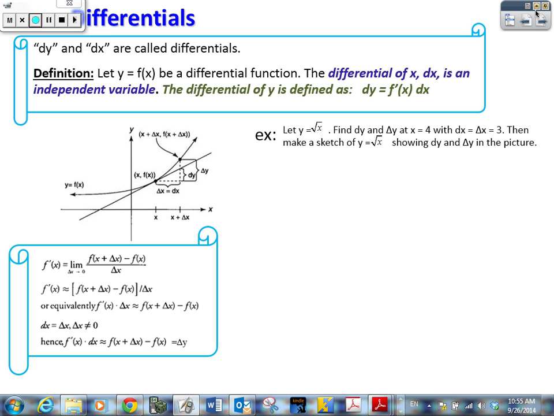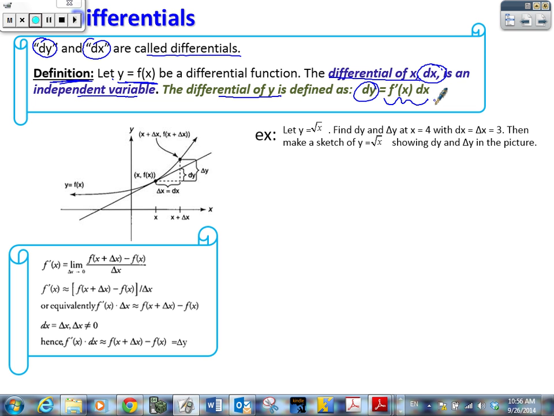Differentials, we have the definition up here. Basically, dy and dx are called differentials. That's what they're called. That's their name. The definition: if we have a differentiable function, which means you can take the derivative of it, then the differential of x is dx. Period. That's like the definition. The differential of x is dx. They're also noting it as an independent variable. And the differential of y is dy. Now, they're a little bit fancier with dy, and they give us a definition for dy.